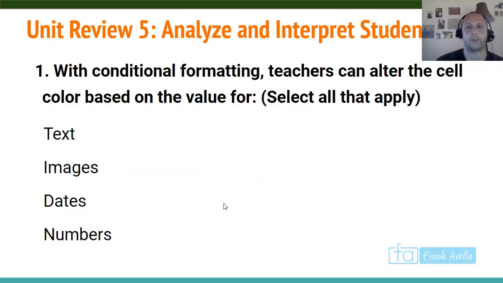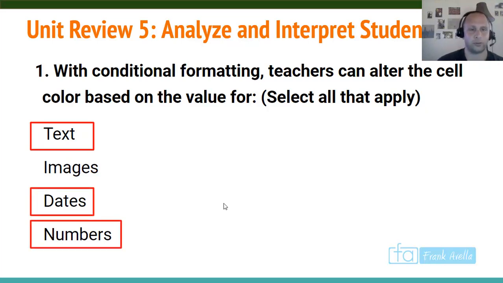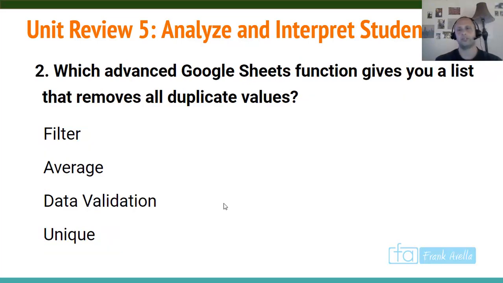All right, Unit 5 review: analyze and interpret student data. With conditional formatting, teachers can alter the cell color based on the value for what? Conditional formatting was our first section. They can do it for text, dates, and numbers. That's almost exactly like one of the previous questions. Which advanced Google Sheets function gives you a list that removes all duplicate values? Unique. I think that goes back to Unit 1 too. Unique means you don't want to see the same answers coming up all the time. That's in one of the videos.